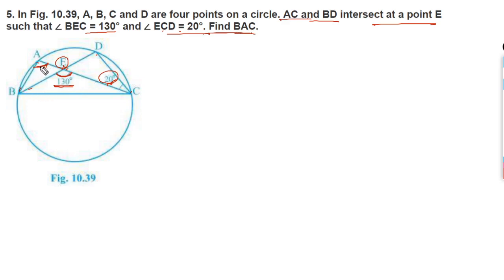You know that angles subtended by the same arc are equal. Therefore, angle BAC will be equal to angle BDC. So both angles will be equal. We can easily find angle BDC, so first we will try to find angle BDC. Let's try it. We will move to one triangle, triangle EDC. In triangle EDC, angle BEC is an exterior angle.